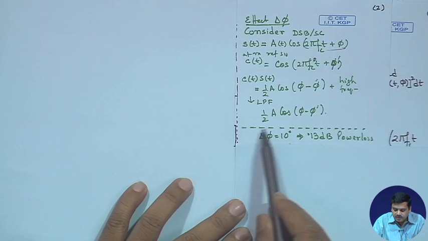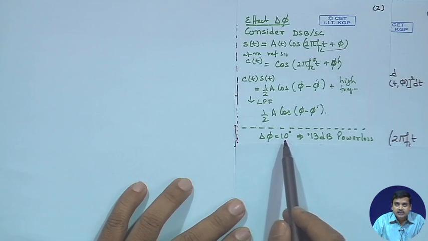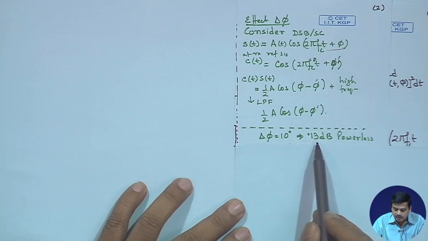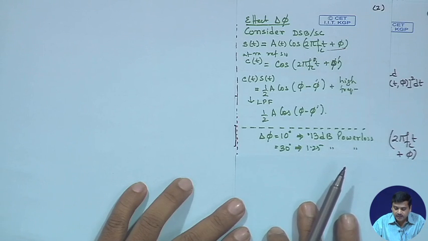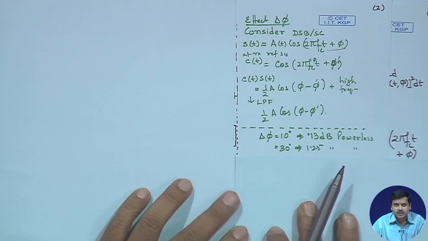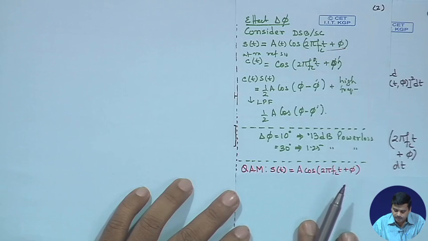If we say that this difference delta phi is 10 degrees, it will result in a loss of 0.13 dB. One can calculate, if it is 30 degrees, it would result in a loss of 1.25 dB.